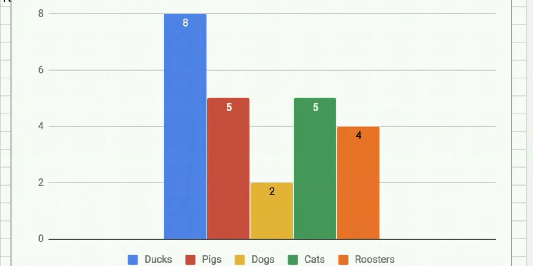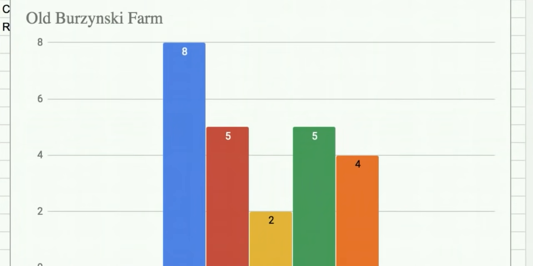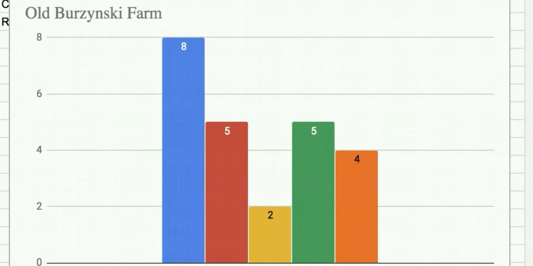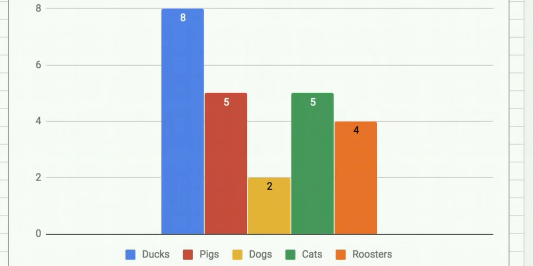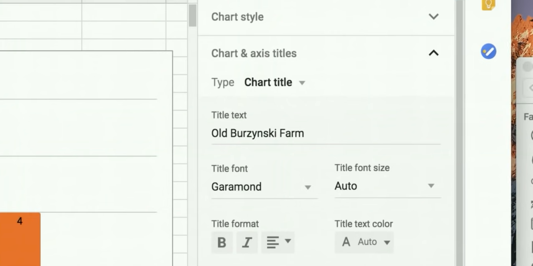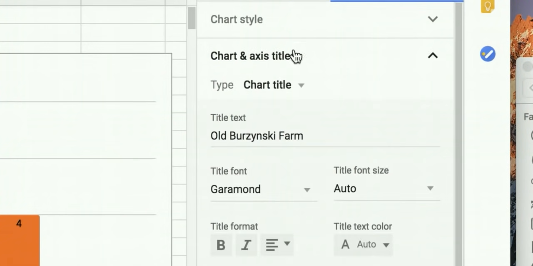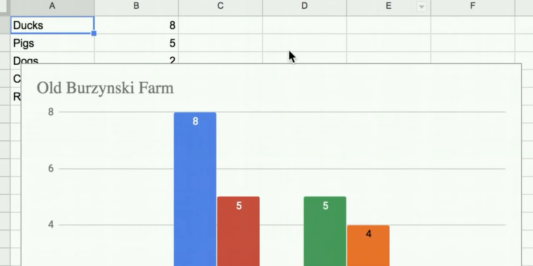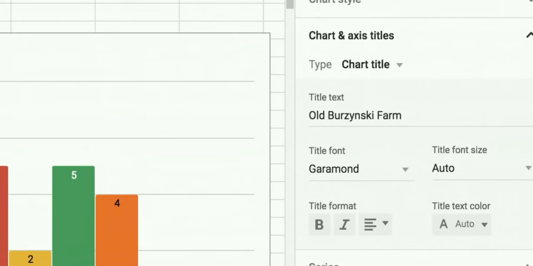Now for all y'all mathematicians out there, you guys know that if you create a bar graph, you're going to want to label your axis, so I know what these numbers mean and I know what these bars mean. So I'm going to scroll back over here to chart and axis titles. I'm going to open up my chart and axis titles. And right below it says chart title, which is the overall title. I already got that with your last name, Old Farm.